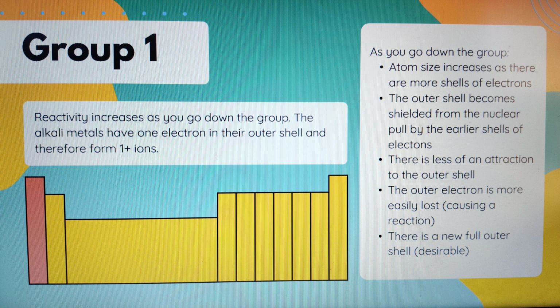The outer electron is more easily lost. Of course, to gain 7 more electrons and become an octet, it is very difficult, right? To waste so much energy and take 7 electrons total to become 8 electrons. So it is better that it gives away 1 electron easily and finishes. So the outer electron is more easily lost, causing a reaction. There is a new full outer shell that is desirable. That is a new shell that is always added. That is how it is given.